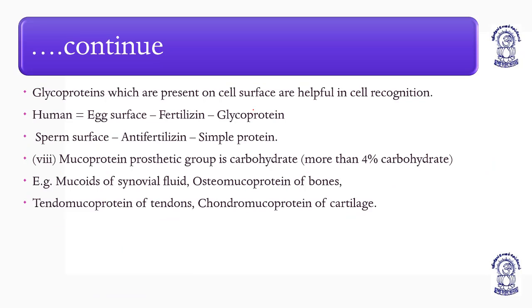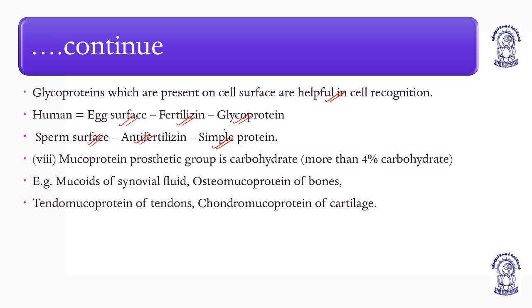Glycoproteins which are present on the cell surface are helpful in cell recognition. Already we have done it. The human egg surface secretes fertilizin, which is a glycoprotein. The sperm surface secretes anti-fertilizin, which is a simple protein. So fertilizin, which is secreted by the egg surface, is a glycoprotein, while the anti-fertilizin is a simple protein.